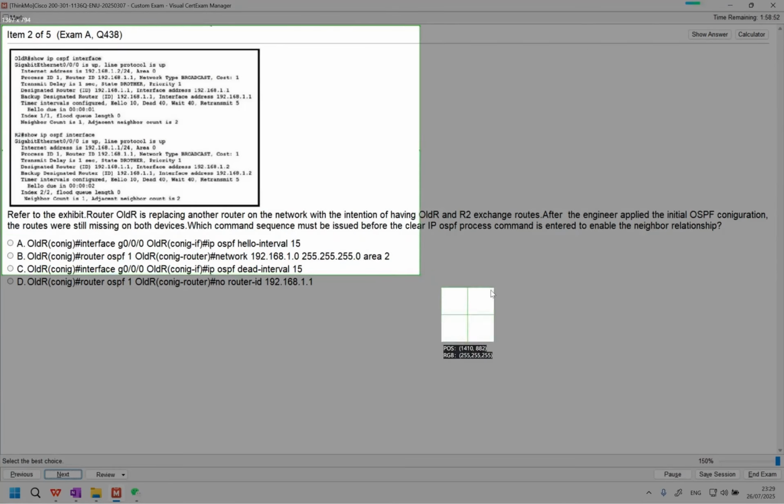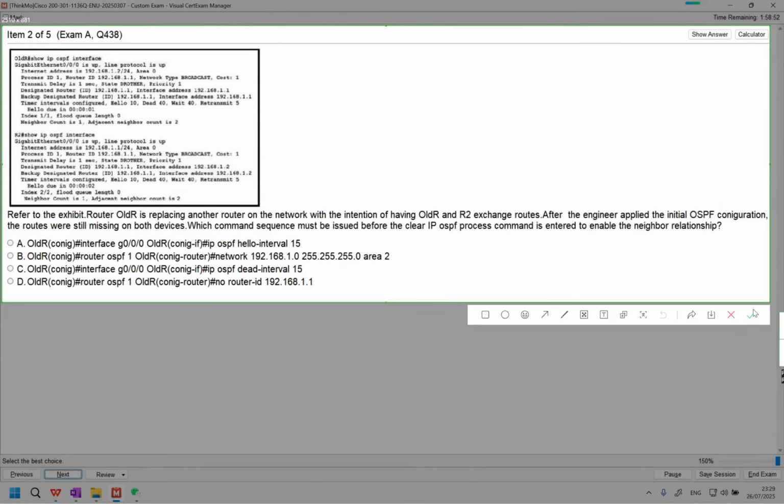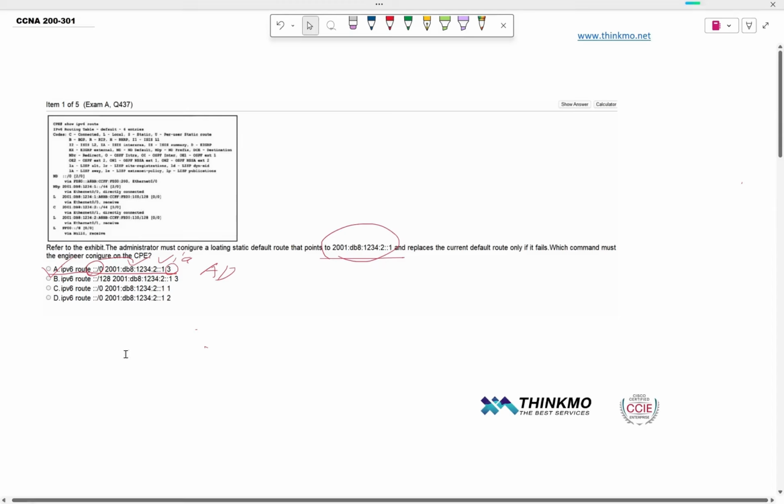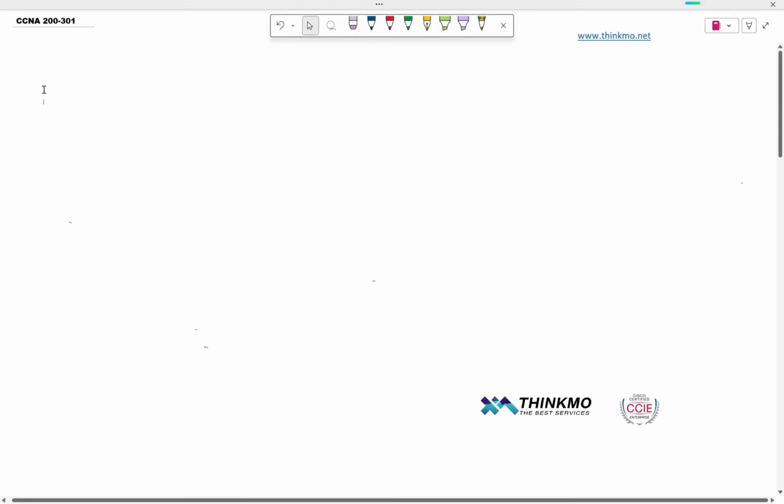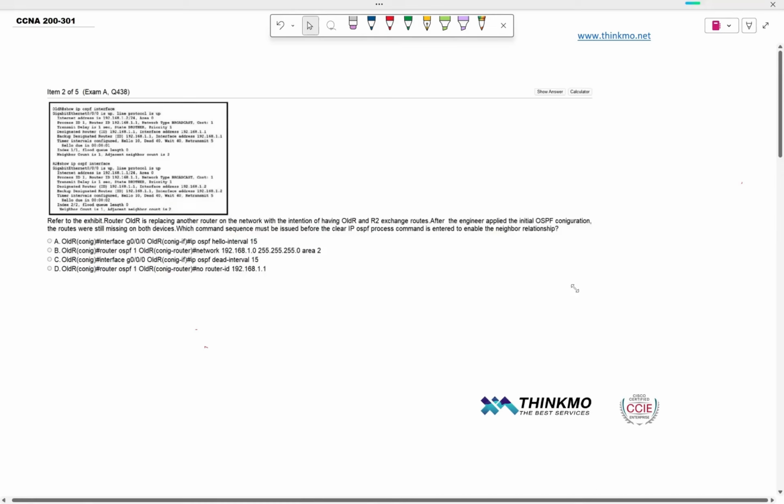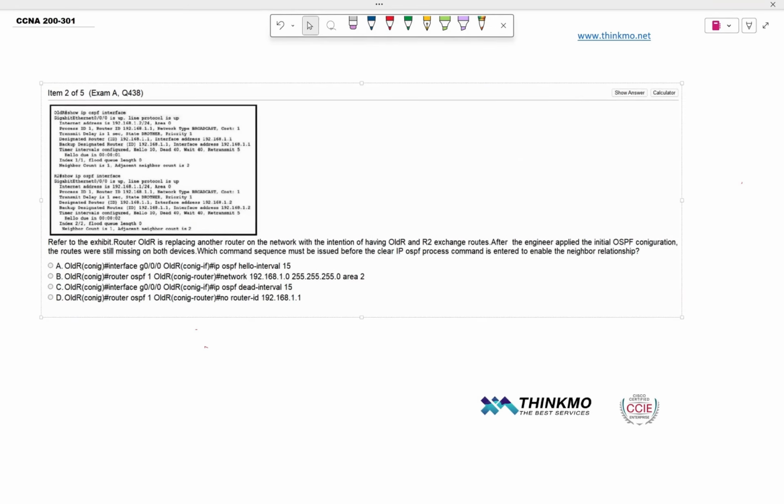All right, question 2. For the second question, it says there's a router, and you replace this router with router 2. Before making any changes, these two routers can communicate with each other.